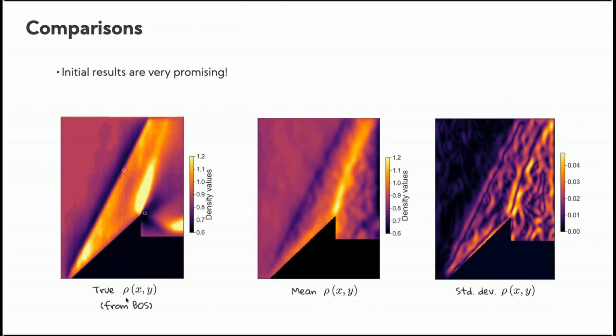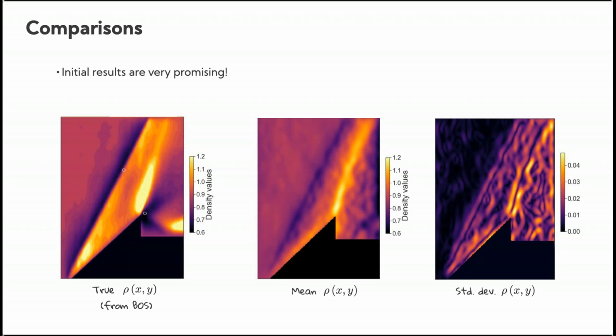Just to compare, what you see is the, well, I say true density, but effectively this is an estimate at best, because this is coming from background oriented Schlieren. So what you see on the left is the truth, and what you see on the right is the mean. And I also show you the standard deviation, which effectively is an assessment of the uncertainty in the model, given the workflow that we used.